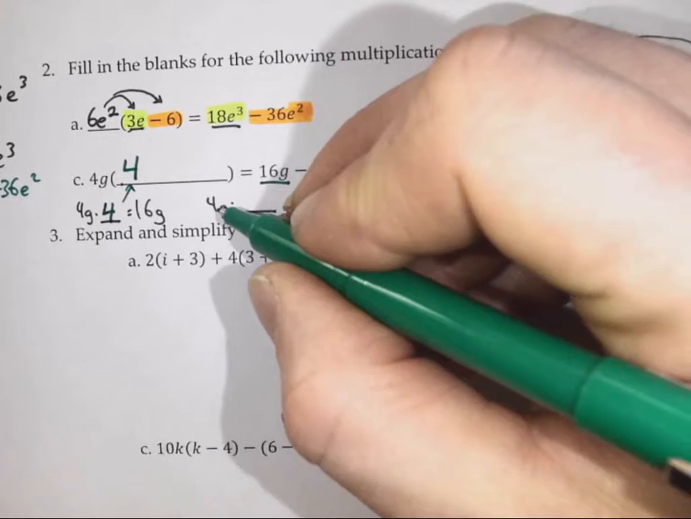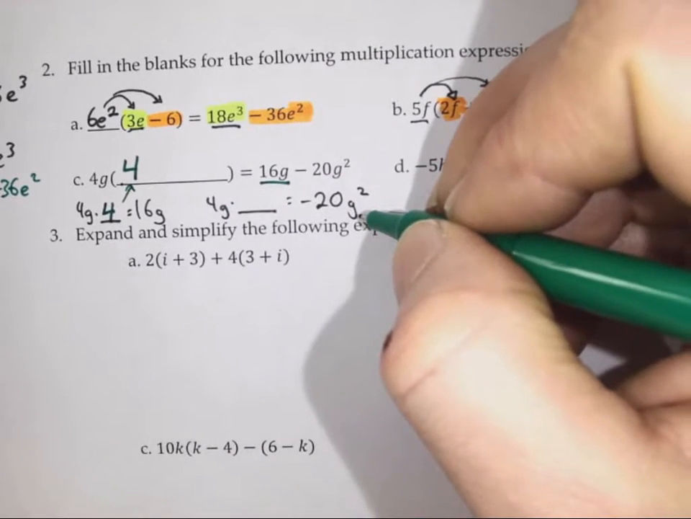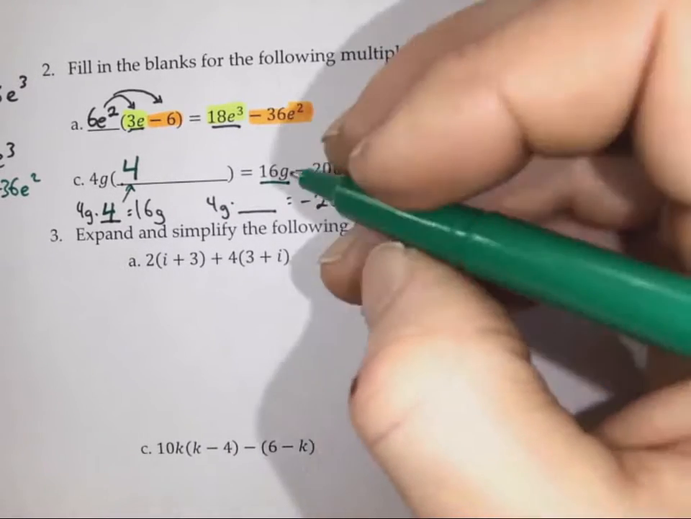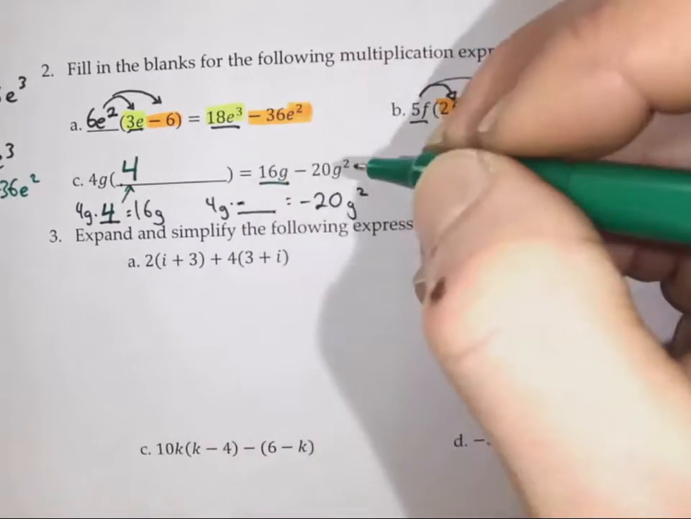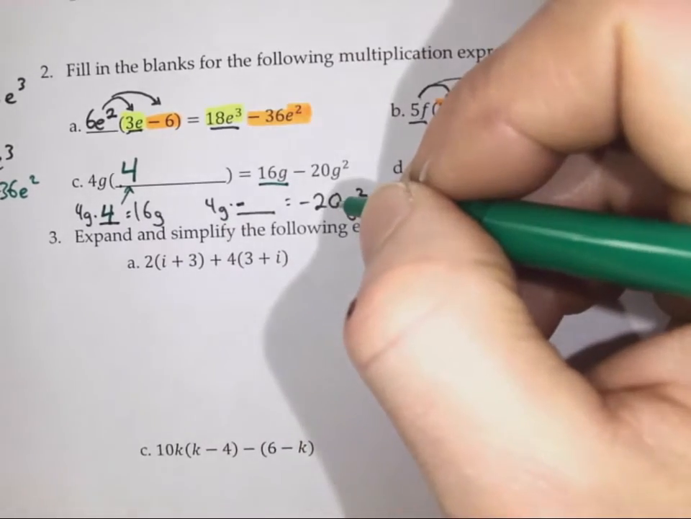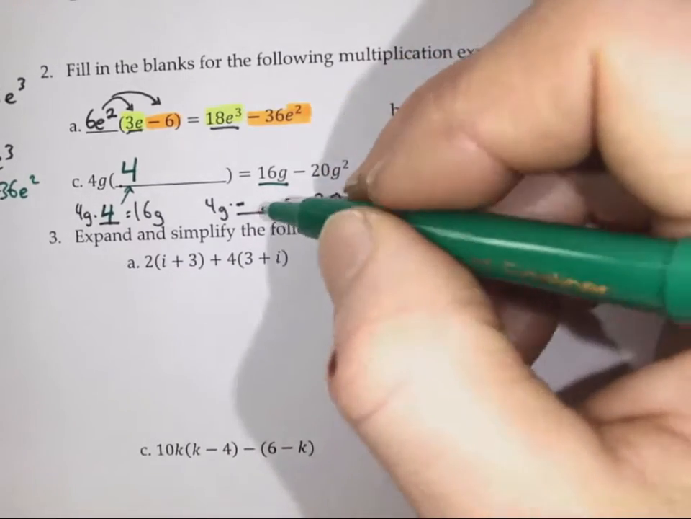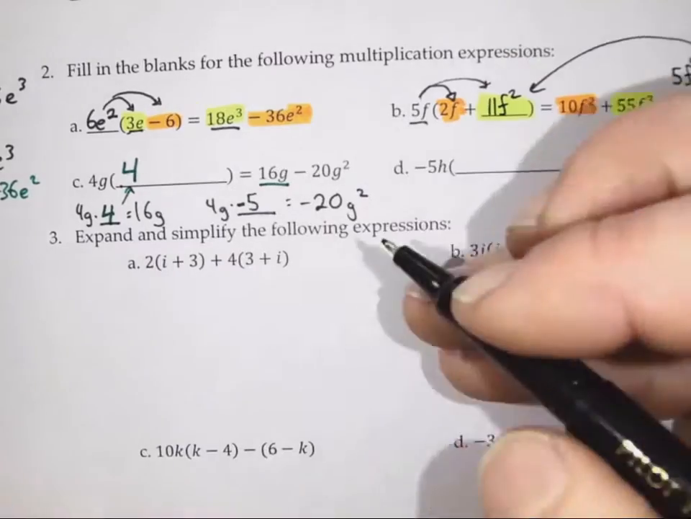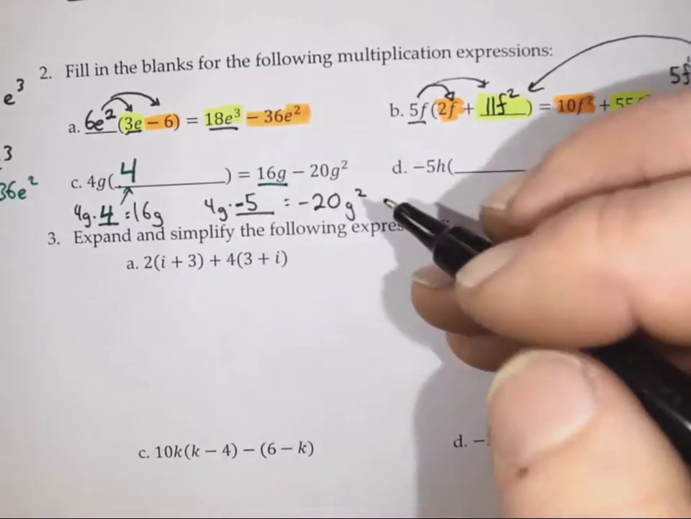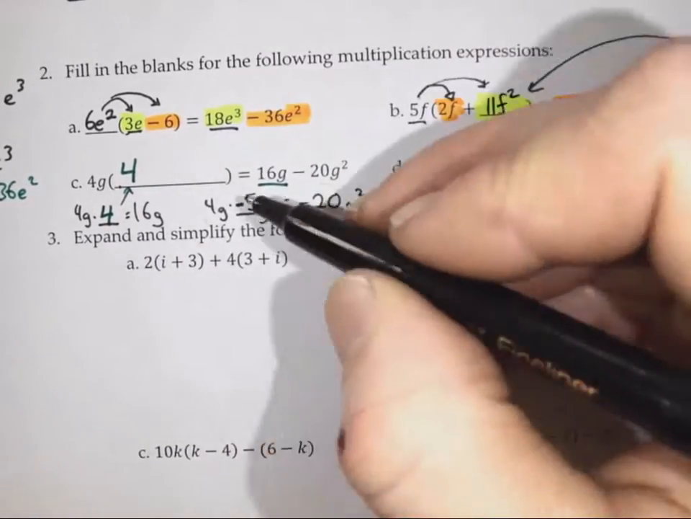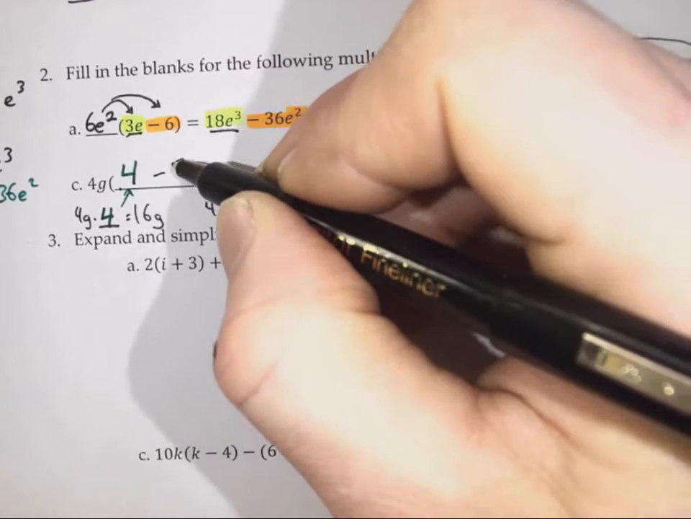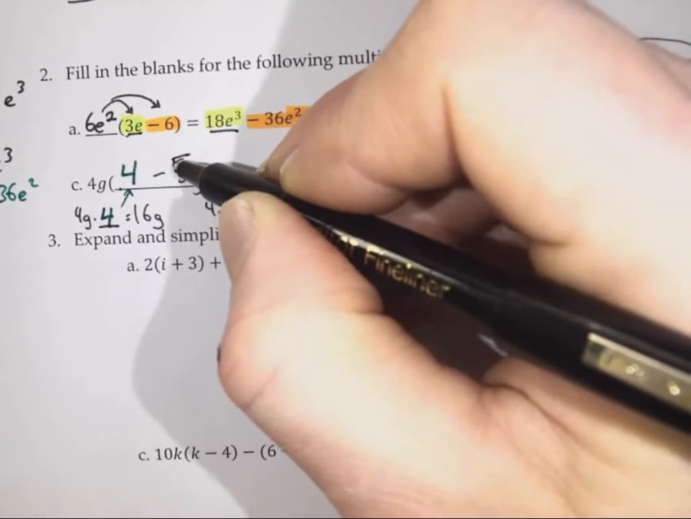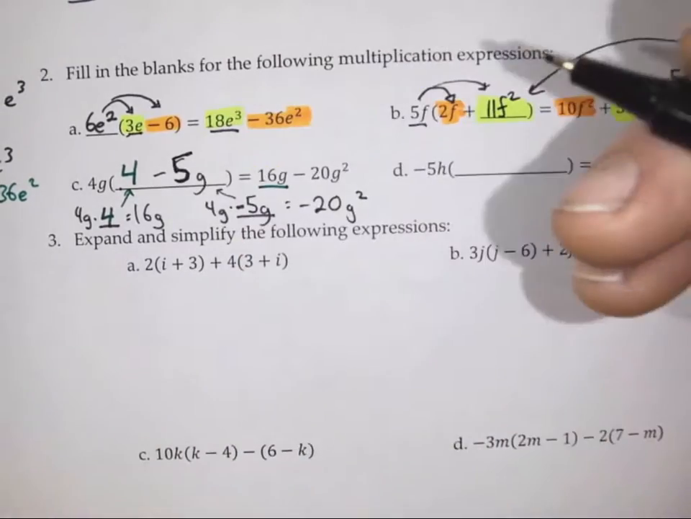And what do I multiply 4g by to get negative 20g squared? Well, I happen to know there's going to be a negative number, because a positive times a negative is a negative. 4 times blank is 20. That's 5. So we're going to get a 5 here. And then g times what is g squared? Well, g times g is g squared. So we get a negative 5g. There we go.